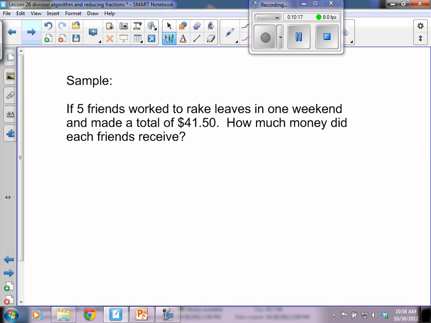Here's a sample problem for you to work with. Go ahead and try this as you work through the division algorithm. That's the end of lesson 26.